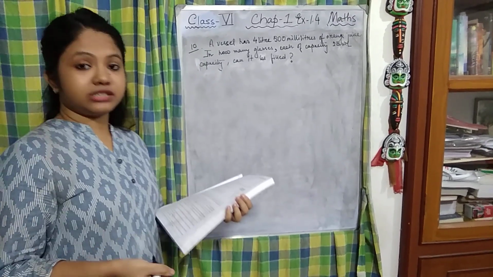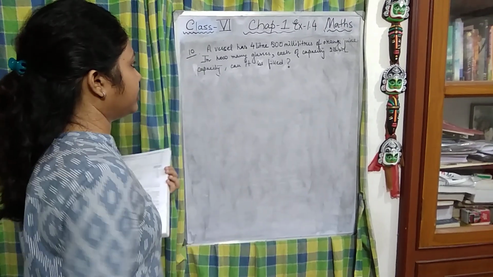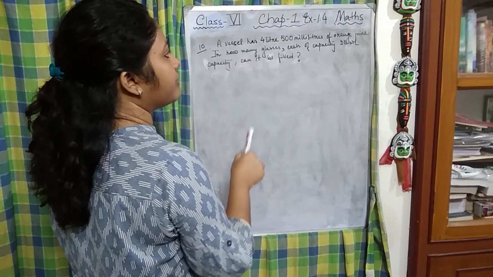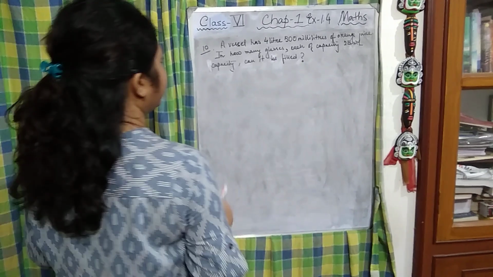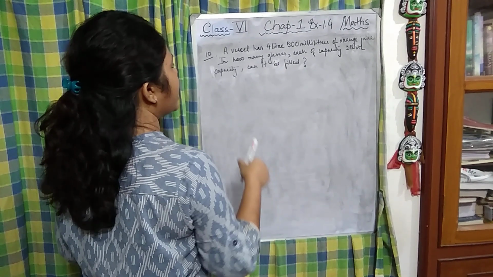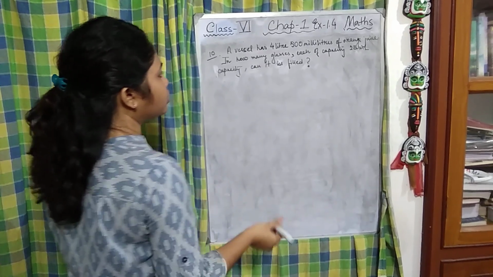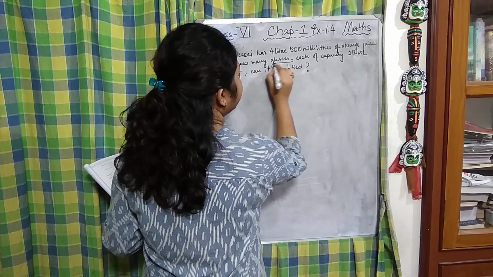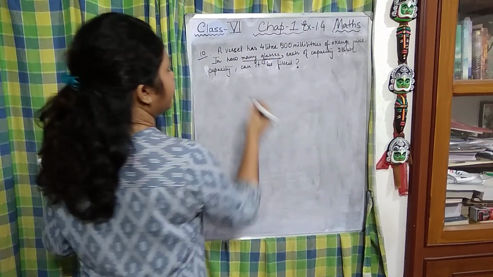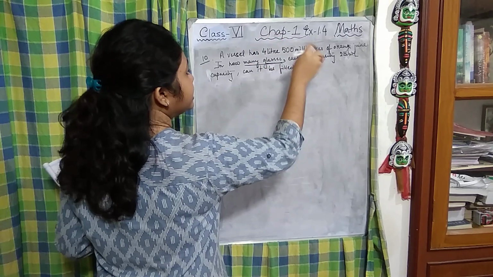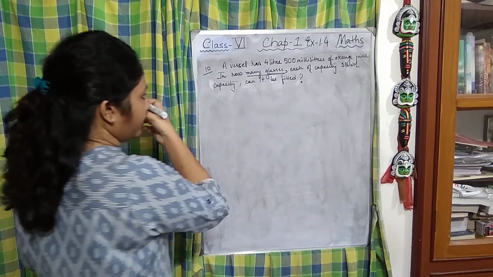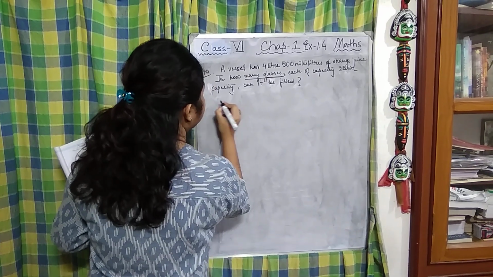Coming back to the last sum of today, that is number 10. So what is said, a vessel has 4 liter 500 milliliter of orange juice. In how many glasses, each of capacity 25 ml, can it be filled? So what has been asked? How many glasses? So you have to find the number of glasses, and what is said, the capacity of the vessel, and then the capacity of each glass. Okay, so we will start writing.